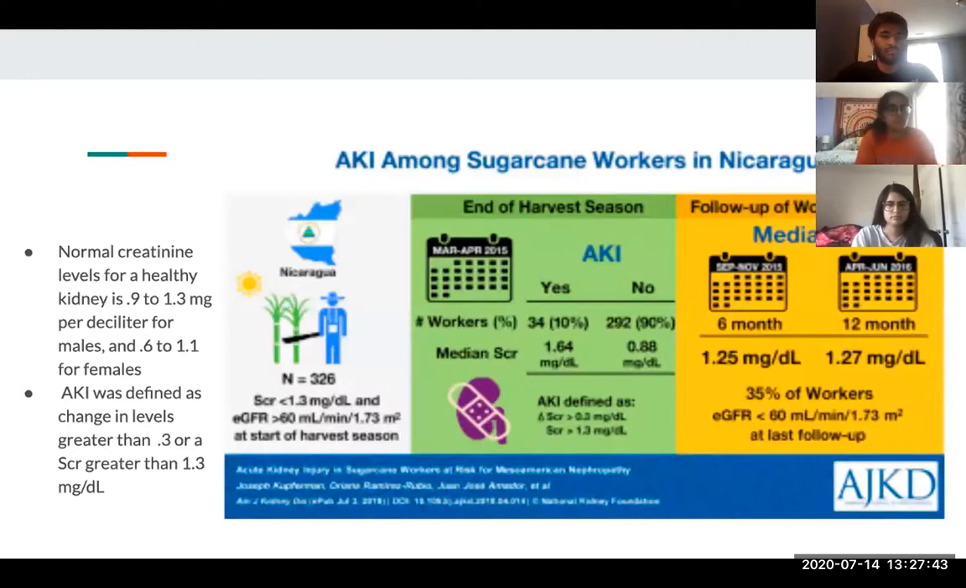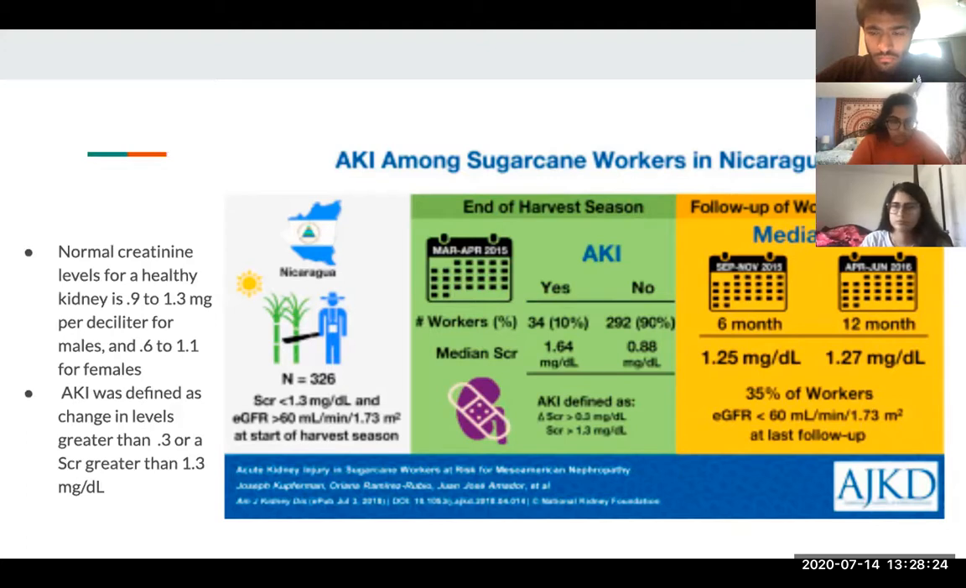This is a graphic from the study, and it defines the baseline they used to determine if someone had acute kidney injury. At the bottom, it explains that they had two baselines. The first one was if an individual had a change in creatinine levels before and after that was greater than 0.3 milligrams per deciliter, they labeled them as having an acute kidney injury. Or if they had creatinine levels overall that were greater than 1.3 milligrams per deciliter, they had AKI.